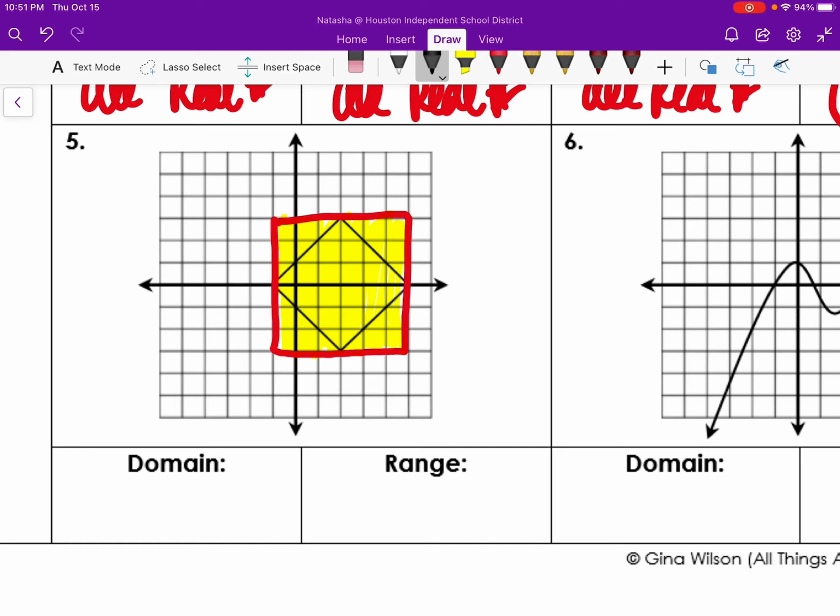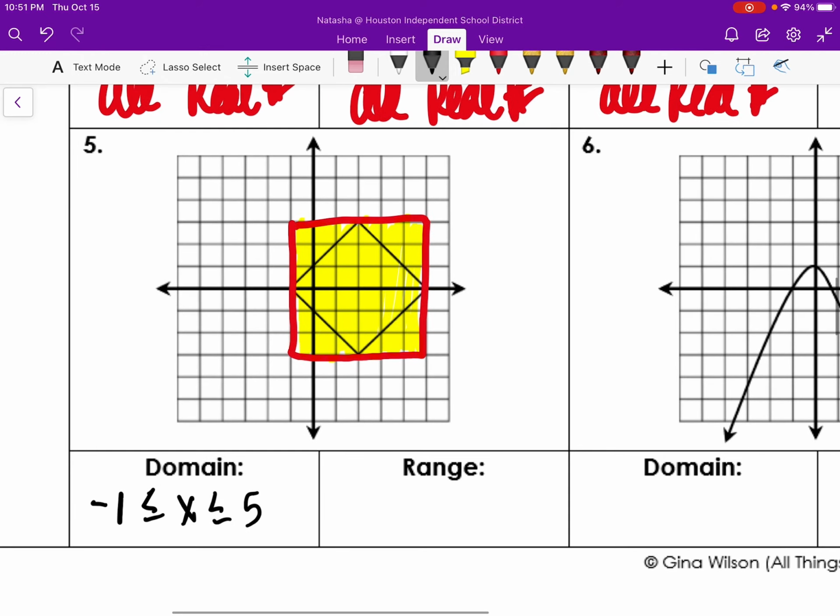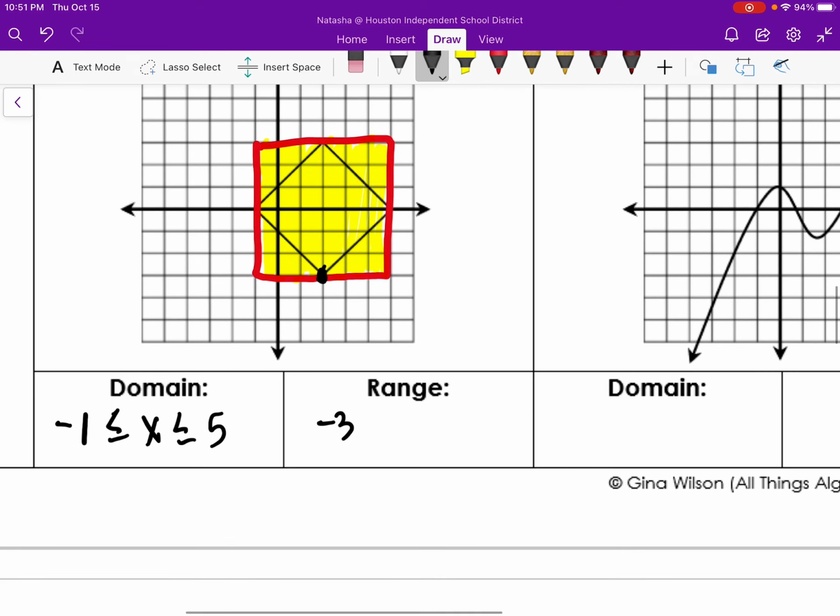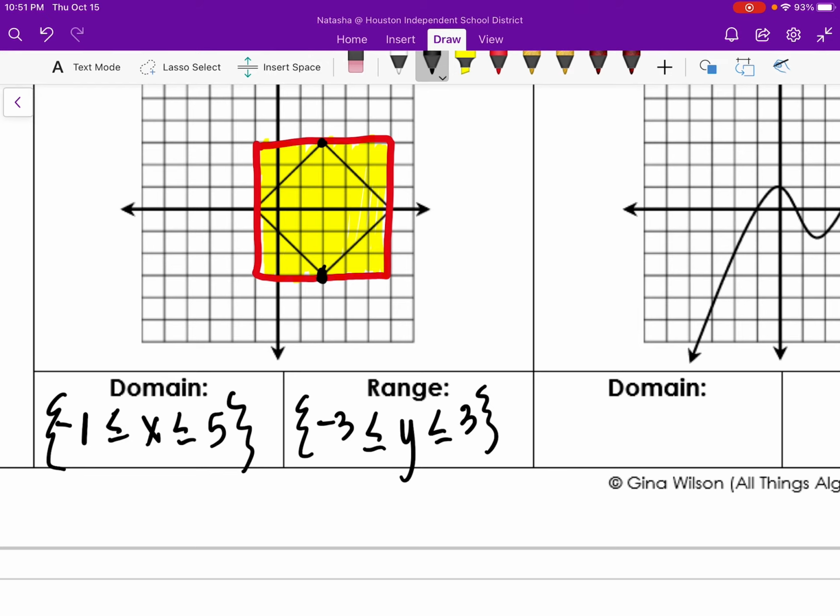So my minimum domain is negative 1. My maximum domain is 1, 2, 3, 4, 5, and it's going to be less than or equal to. My minimum range is going to be down here at negative 3, and then my maximum range is going to be up there at positive 3. Technically we should be using our braces, but I'm not going to count off for that. I'm not too worried about that.